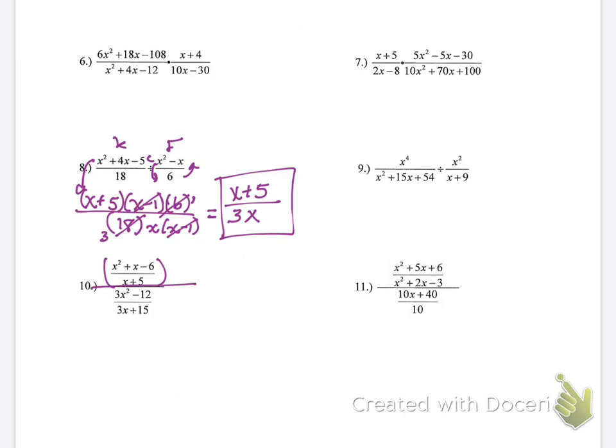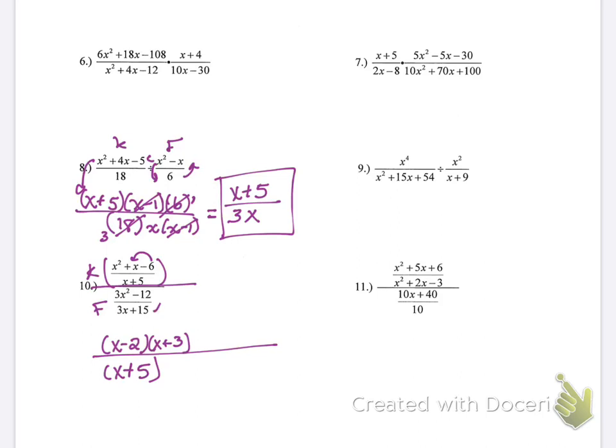Number 10 looks tricky, but don't overthink it. Keep this top fraction, flip the second, turn it into multiplication. So if I keep the top, you have to say what multiplies to, the bottom was already factored, so I put that. But what multiplies to negative 6 and adds to 1? So it's got to be a positive and a negative. If it was negative 6 and 1, that would be 5 or negative 5, which is not what I want. I want positive 1, so I need positive 3, negative 2.